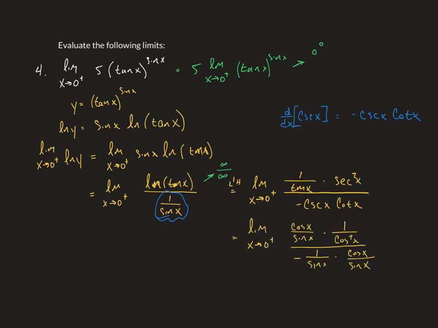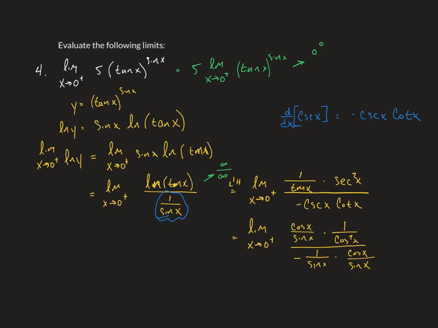So you'll see that if we rewrote this in terms of sine and cosine, 1 over tangent of x would be cosine of x over sine of x, because this is cotangent of x. And we also have cotangent of x here, so we have that same term in both of these two spots. Secant is 1 over cosine, so this is going to become 1 over cosine squared of x. And cosecant is 1 over sine of x, so this is negative 1 over sine of x.